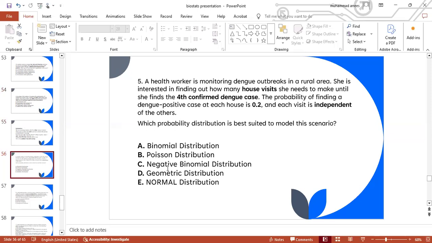Now, a healthcare worker is monitoring a dengue outbreak in a rural area. She is interested in finding out how many house visits she needs to make until she finds the fourth confirmed dengue case. The probability of finding a dengue positive case at each house is 0.2, and each visit is independent of the others. Which probability distribution is best suited to model this scenario? A, binomial, B, Poisson, C, negative binomial, D, geometric, and E, normal.